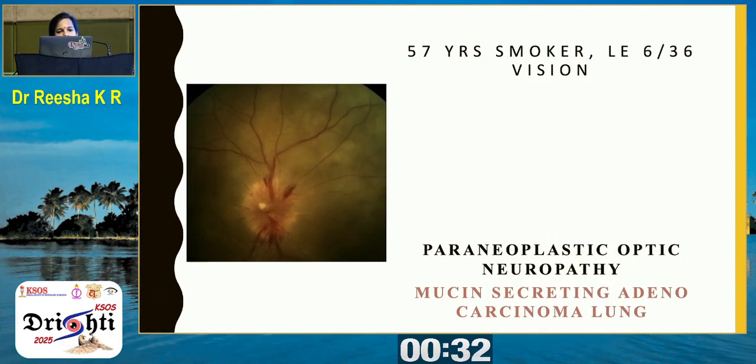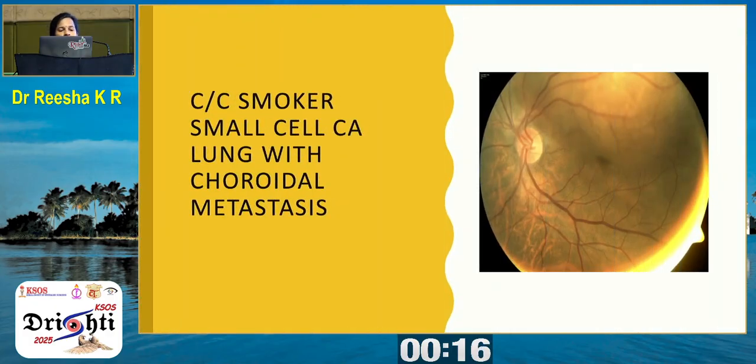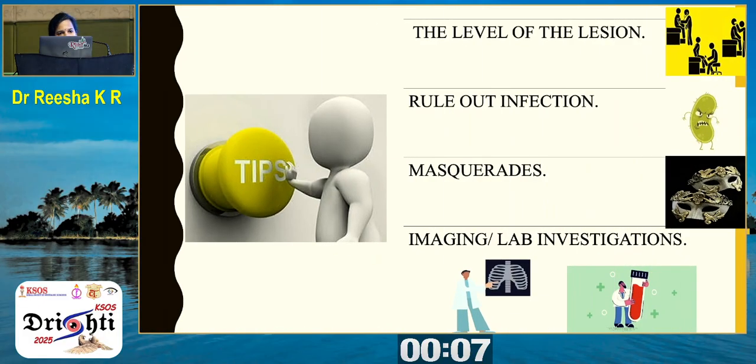Again, peripapillary yellow lesions with disc edema in a 57-year-old smoker. We evaluated and found paraneoplastic optic neuropathy due to mucin secreting adenocarcinoma lung. Again, a choroidal nodule like our sarcoid nodule, but this patient had a small cell carcinoma lung with choroidal metastasis. So these are the tips.